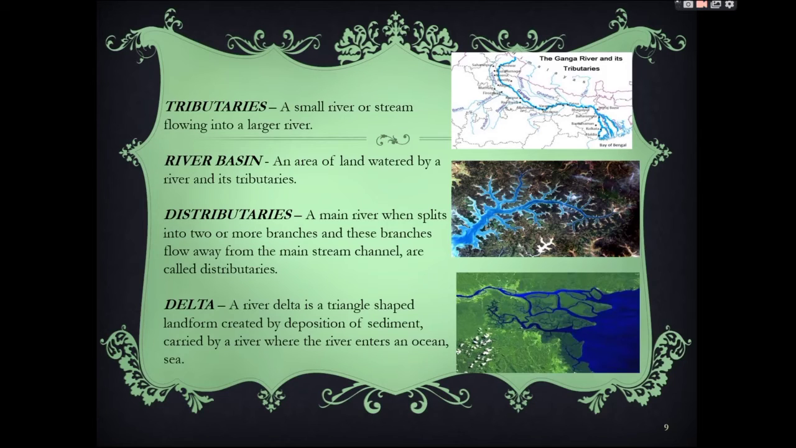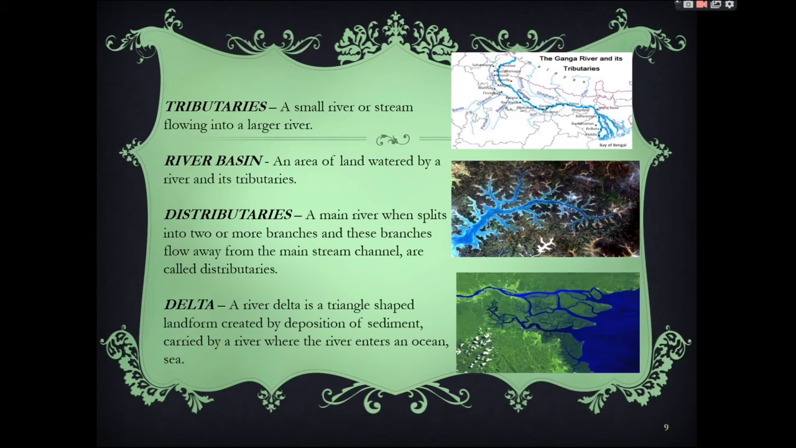In the right hand side picture, we can see these tributaries. A main river that splits into two or more branches, which flow away from the main stream channel, are called distributaries. In the first picture, we can see the tributaries. Many tributaries are joining the Ganga river, and at the end the Ganga river splits into some distributaries.